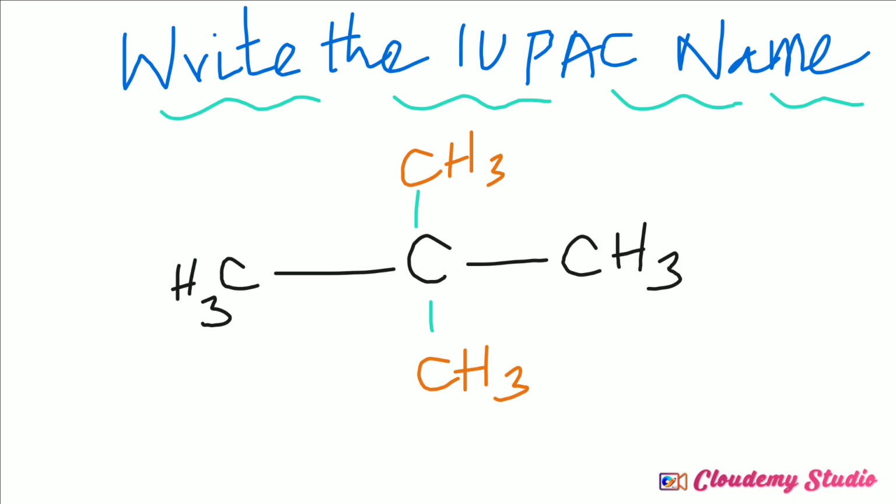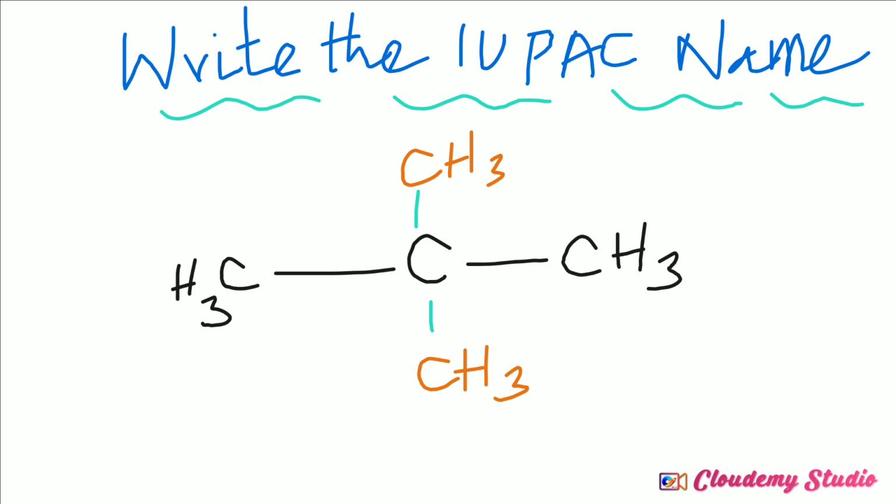Hello friends, let's write the IUPAC name for this hydrocarbon. A hydrocarbon is a compound which contains carbon and hydrogen only. So we can write the IUPAC name for this hydrocarbon. To write the IUPAC name, first of all we need to identify which is the main chain or parent chain. The parent chain or main chain is decided by the longest continuous chain.